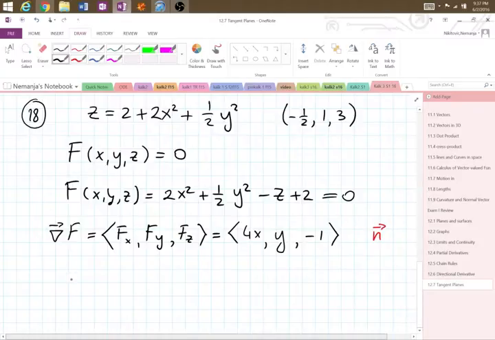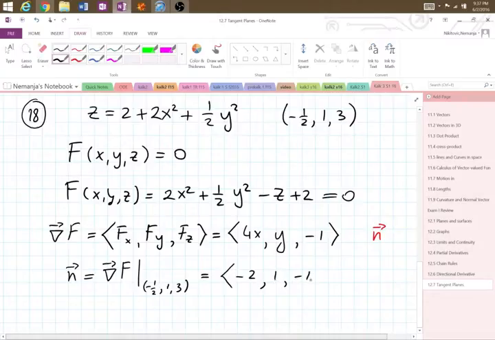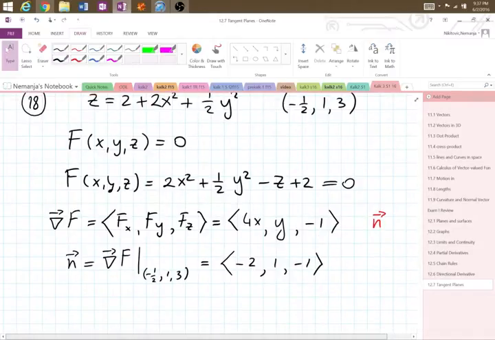To find the normal vector for the tangent plane, I have to take the gradient vector and compute that at -1/2, 1, and 3. So 4x times -1/2 is -2, y would be 1, and then we still have -1 at the end. Nothing to plug in, nothing to compute, just -1. Now guys, this is your normal vector. This is your ABC from the good old section we did.